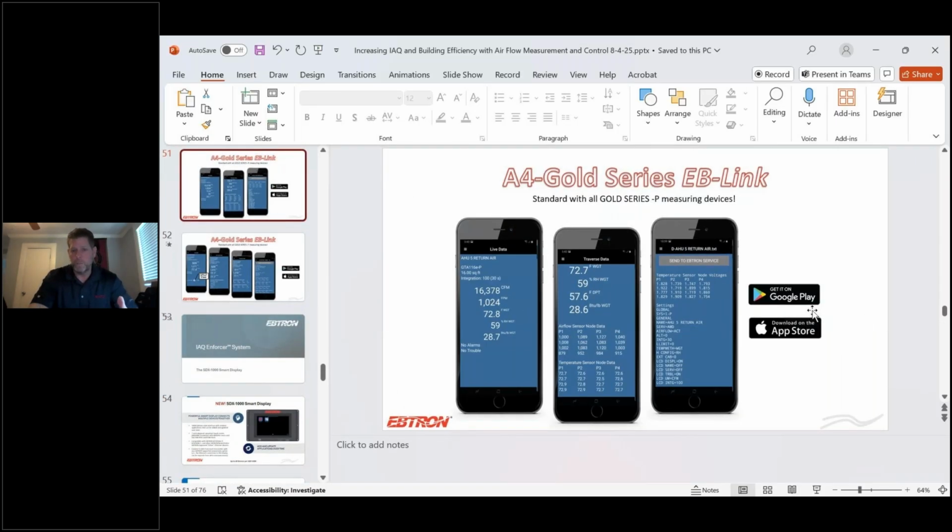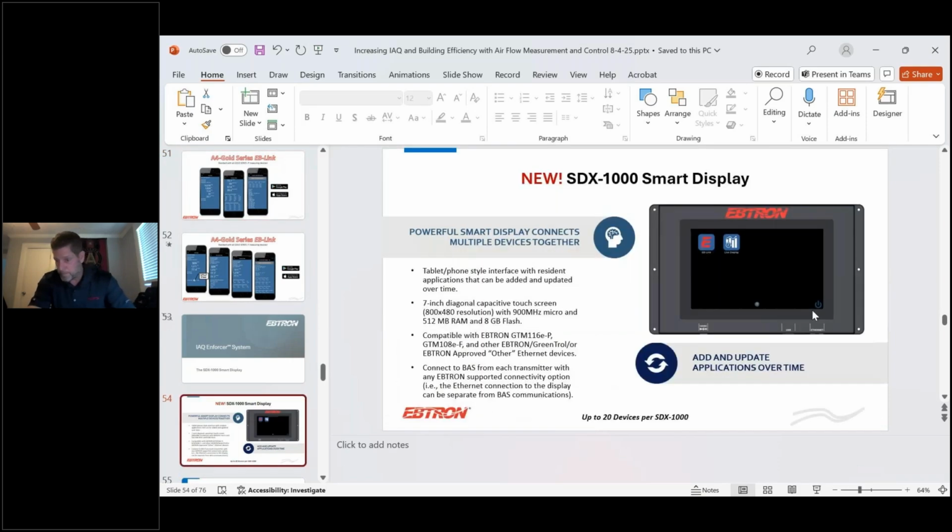This is a device. We have Bluetooth connectivity on the transmitter where you can download an app on your phone, connect to a Gold Series transmitter from Ebtron, and monitor everything going on with that airflow measurement station.